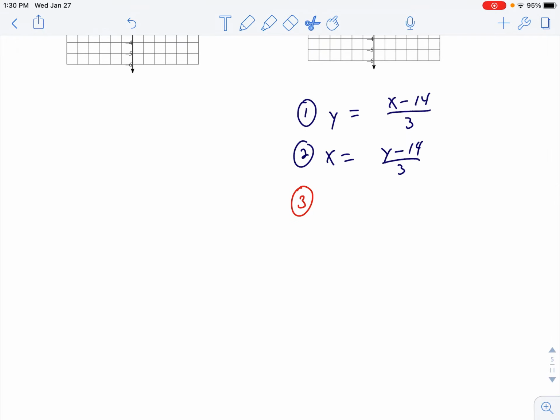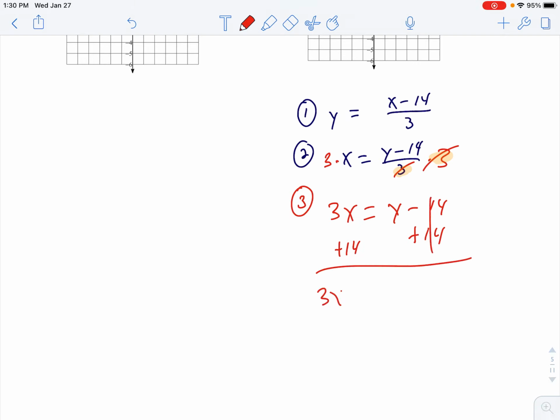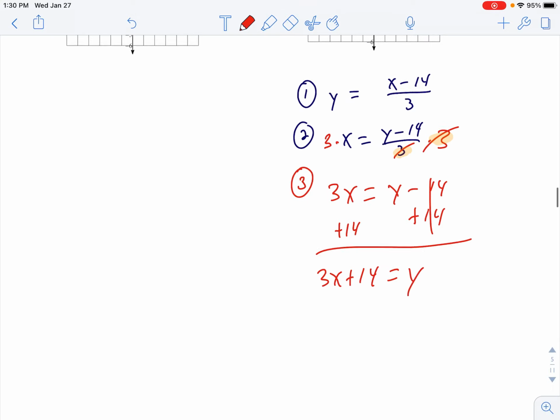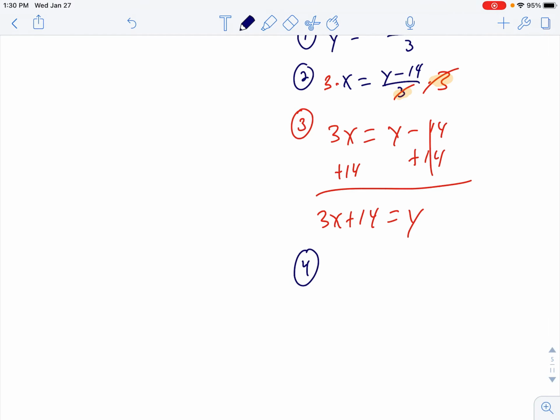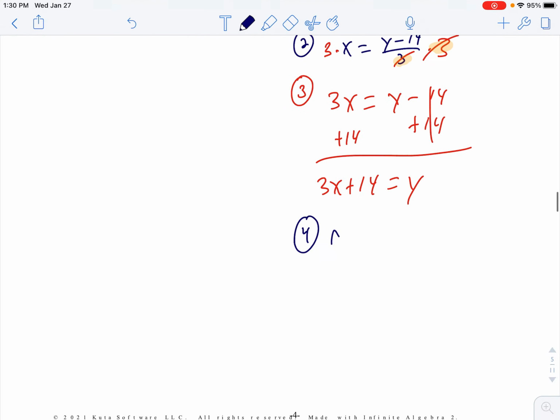How do I solve for y here? Well, the y is being divided by 3, and the opposite or inverse of divide is times, so I'm going to times both sides by 3. I get 3x equals y minus 14 because those 3's cancel. Now I can just add 14 to both sides. 3x plus 14 equals y. Step 4 is just finalize your answer. What did it start out with? f of x. So f inverse of x equals 3x plus 14.